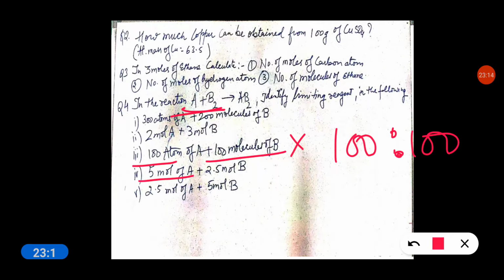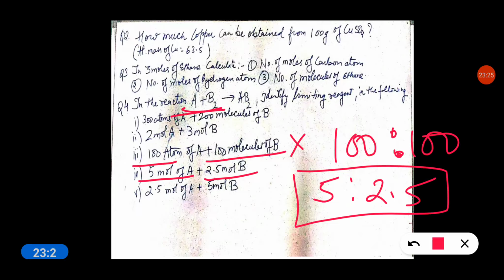Fourth case, 5 mole of A and 2.5 mole of B. 5 and 2.5. So the ratio can be equal. Here if you have this ratio, it is clear that 5 is more. It is in excess. So B will be the limiting reagent, and in the last one, the reverse condition, A will be the limiting reagent. So whatever the quantity is less is the limiting reagent, and which is in excess is the excess reagent.